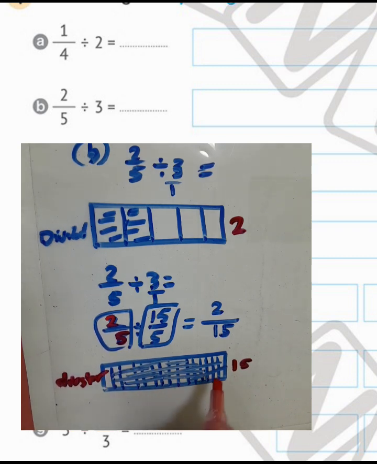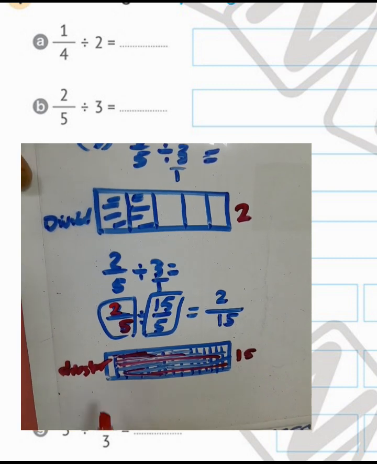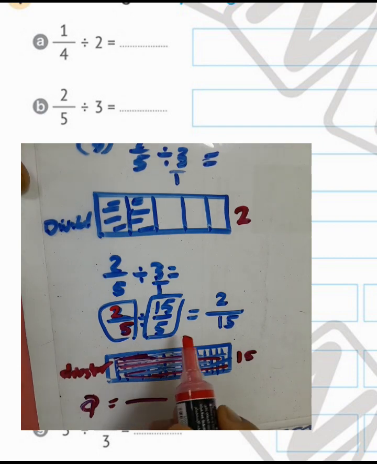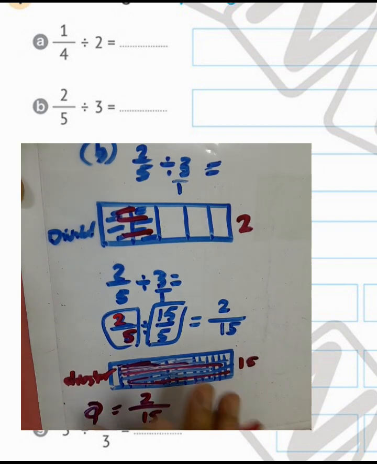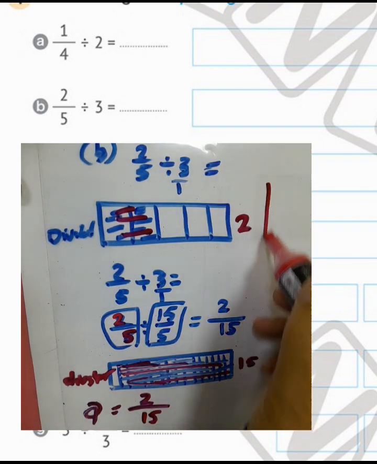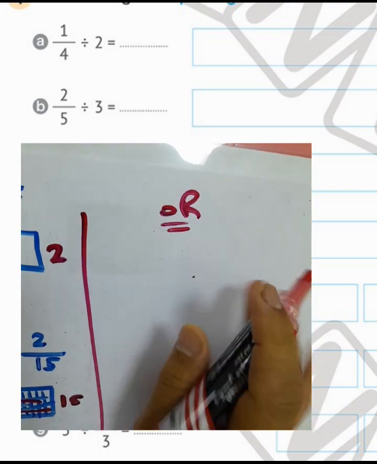This tape here, the number of colored parts is 15. Then we can find the quotient. The quotient equals the number of parts colored here, 2, over the number of parts colored in the divisor, 15. This result will be 2/15. Okay, we can solve this example by another method. That was the first method.